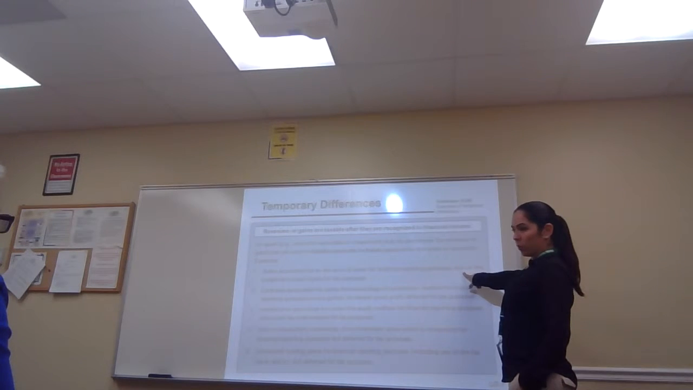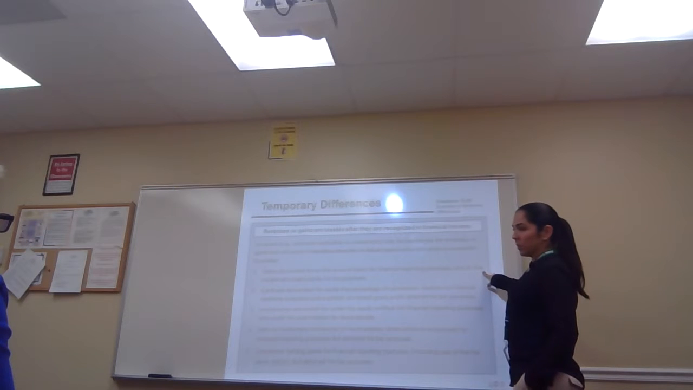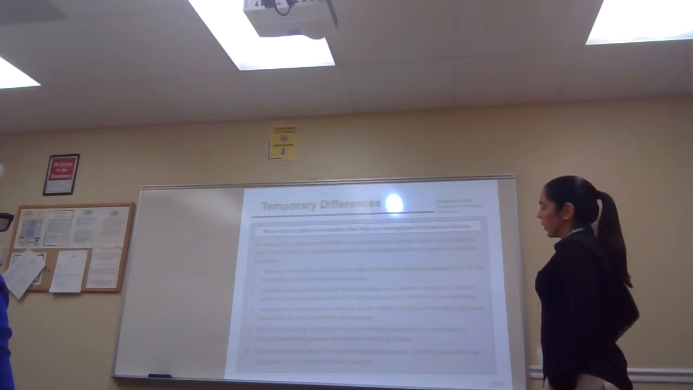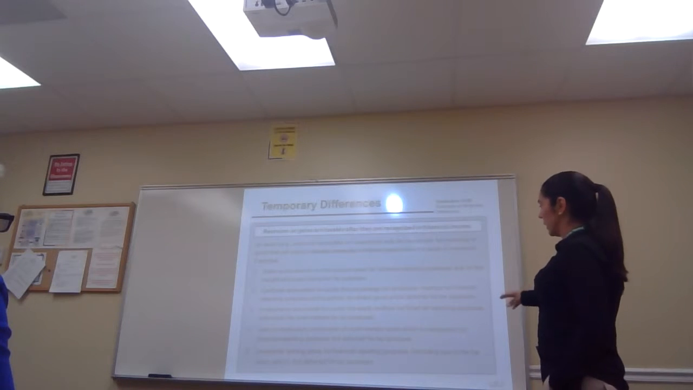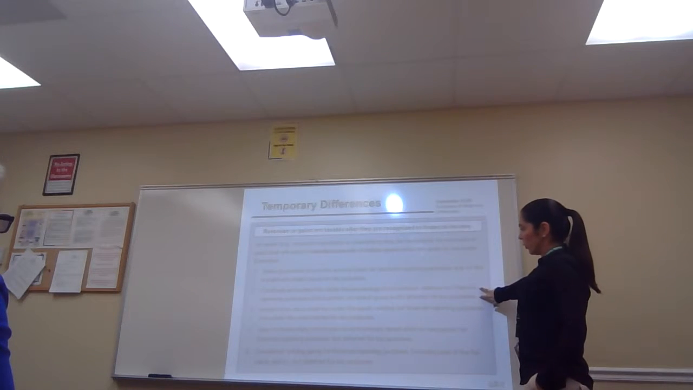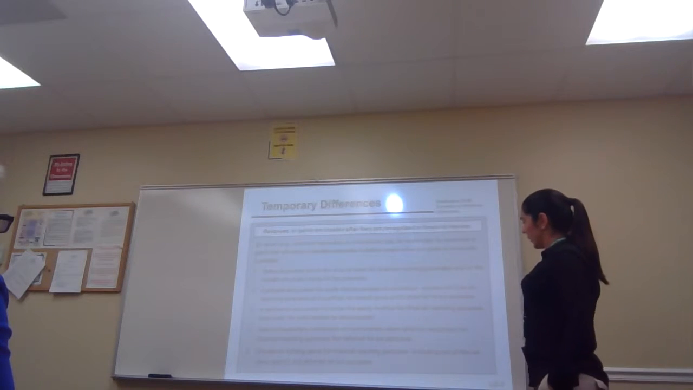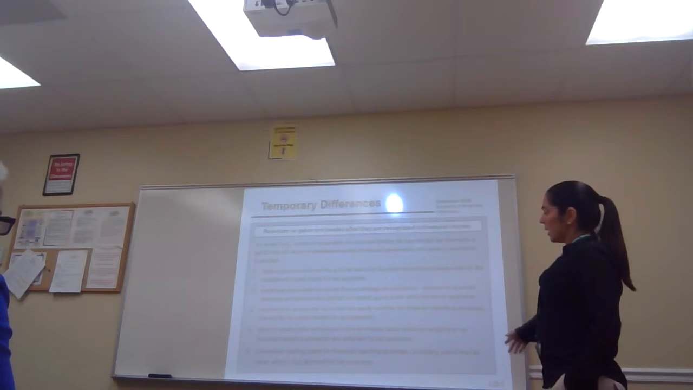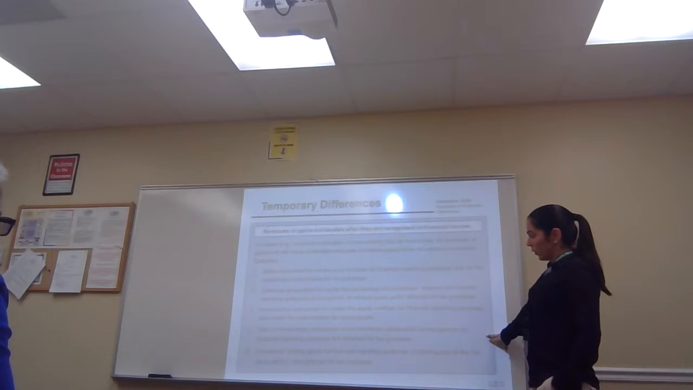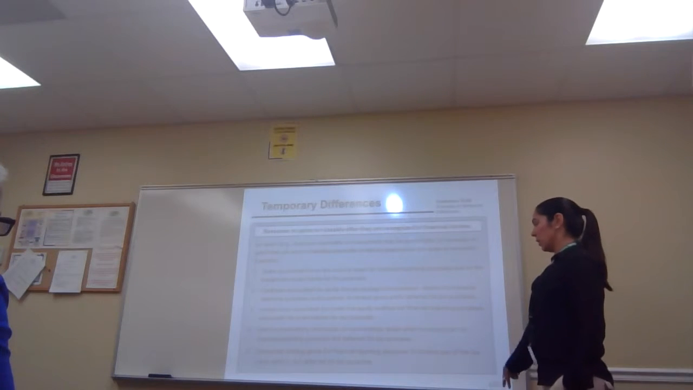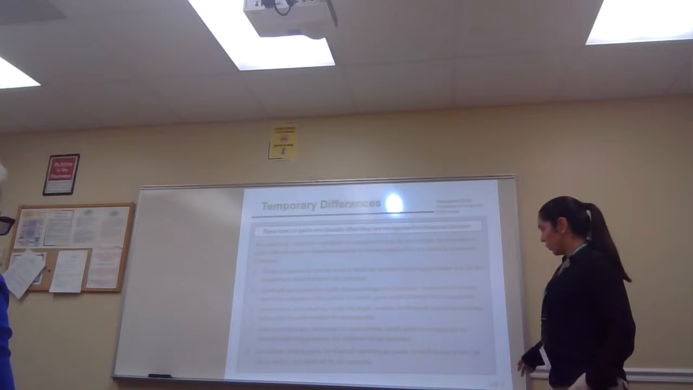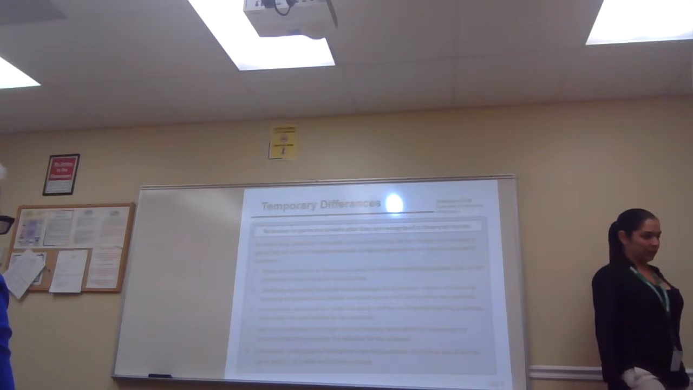GAAP requires you to be on an accrual basis. Sometimes on tax you can be on a cash basis. So you'll have what's called temporary differences. Contracts accounted for under the percentage of completion. This is when you get to construction accounting. Investments accounted for under the equity method for financial reporting purposes. Gain on involuntary conversions of non-monetary assets, and unrealized holding gains for financial reporting purposes. So these are just some examples.